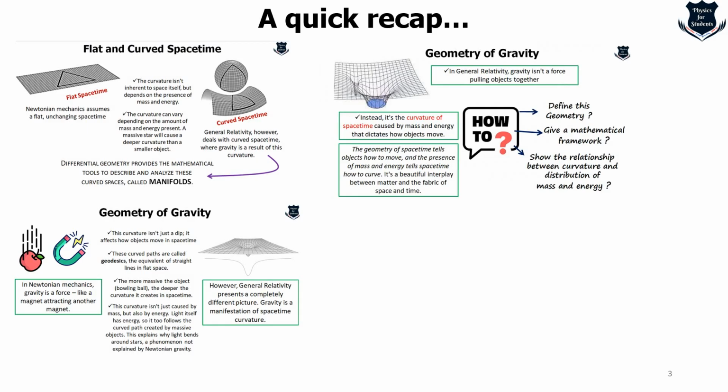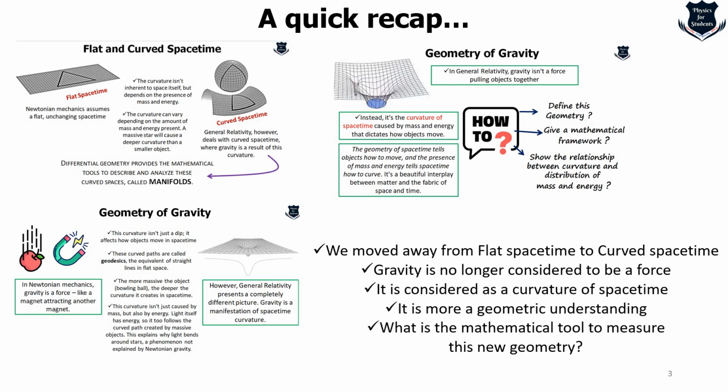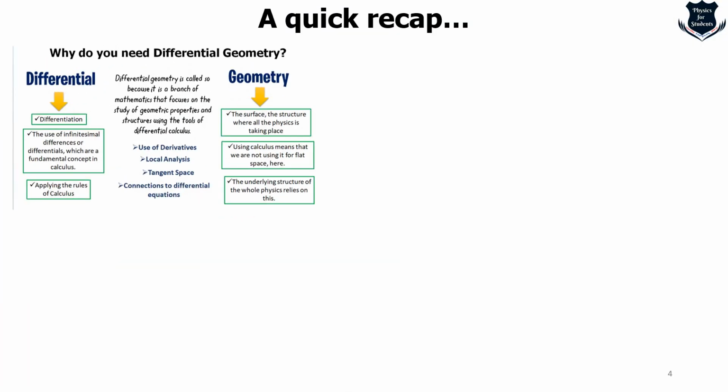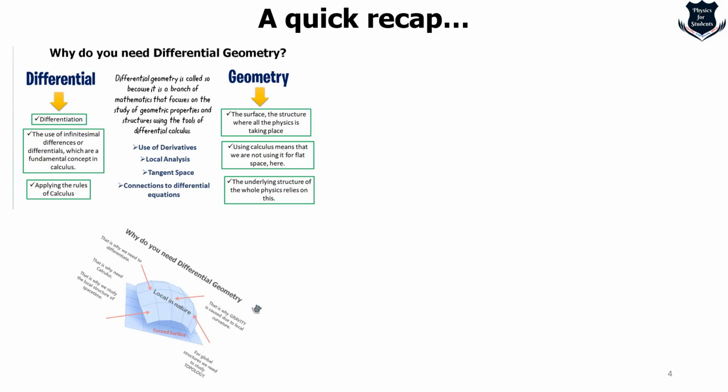Also, we learned with the trampoline analogy that the geometry of space-time tells objects how to move, and the presence of mass and energy tells space-time how and in which direction to curve. We also tried to understand how to define this geometry, how to give a mathematical framework and show the relationship between curvature and distribution of mass and energy. For that we got a new mathematical tool, which is called differential geometry, which we covered in the last video. We also learned what the words differential and geometry actually mean.